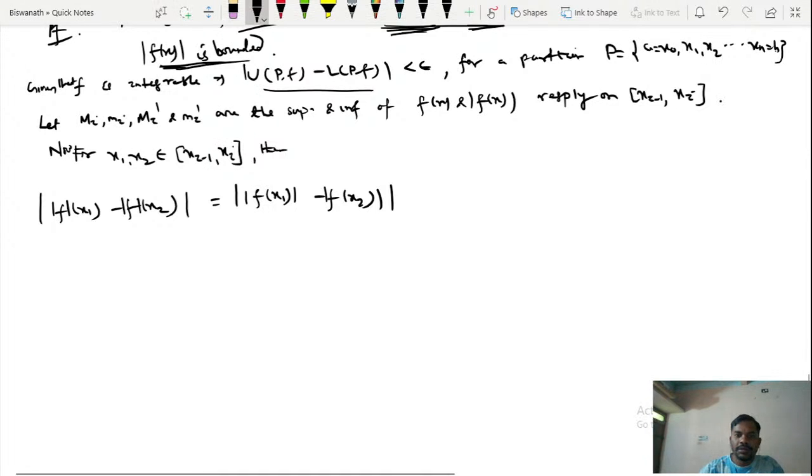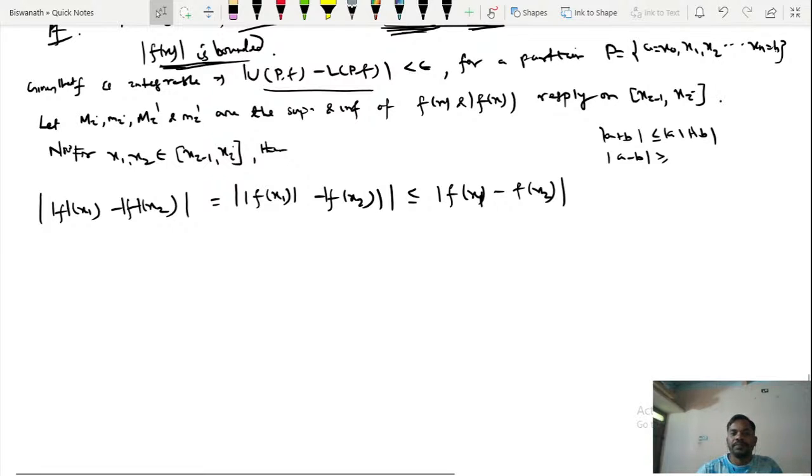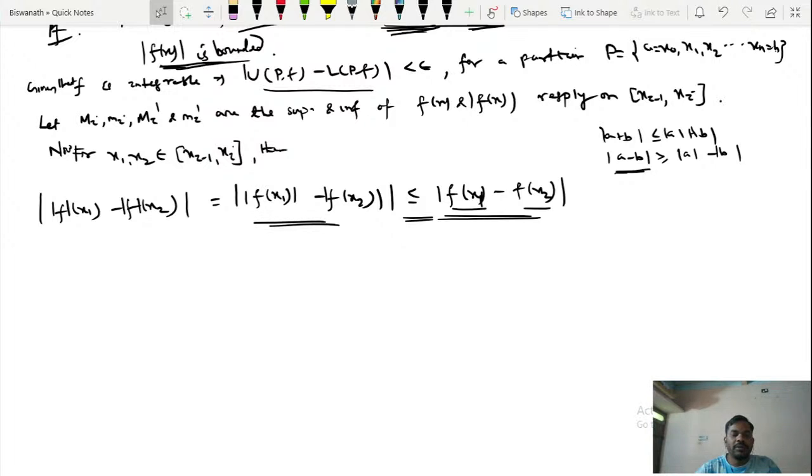So this whole modulus is less than or equal to |f(x1)| + |f(x2)|, because we know |a + b| is less than or equal to |a| + |b|. Similarly, in the case of minus, this inequality changes. That means |a − b| is greater than or equal to ||a| − |b||. So ||f(x1)| − |f(x2)|| is greater than or equal to the difference of their individual moduli.